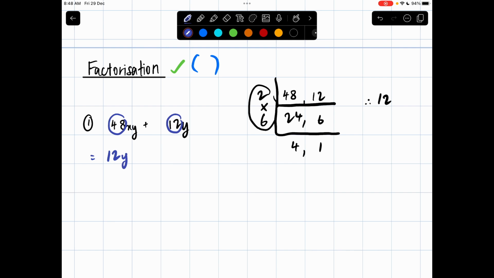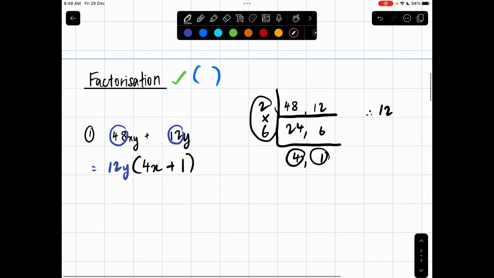So 12y. Once we take out 12 and y out of the expression, what we will have inside is 48 divided by 12, which is 4. X. Do not touch x if there's no identical x in the other terms. Just leave x as it is. Plus 12y divided by 12y, automatically we get 1. This one right here. And that's it.